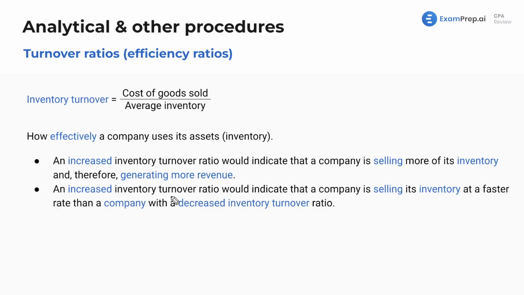An increased inventory turnover ratio could also indicate that a company is selling its inventory at a faster rate than a company with a decreased inventory turnover ratio. All just important points to keep in mind. Assessing this as the auditor, you need to have these critical thinking connections.